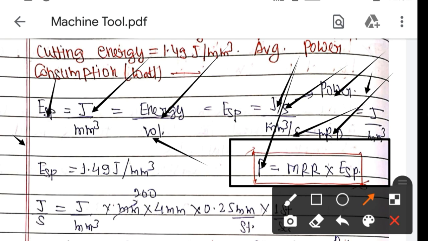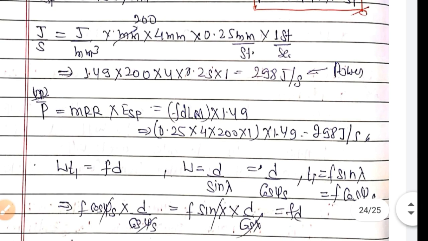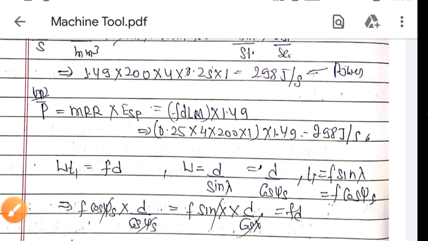Now specific energy is given, we need to find the MRR. For the MRR, one important formula is given. This also you can manipulate and find, but the MRR formula is over here: FDLN into specific energy. When you multiply, you will get the power in watt. Joule per second will give the watt. How this comes, FDLN, we'll again discuss in detail in metal cutting. There is one relation which we'll discuss in metal cutting. For right now you just remember FDLN, which is the MRR formula, into specific energy, which is given as 1.49. You multiply, and you get the power consumption rate in watt.